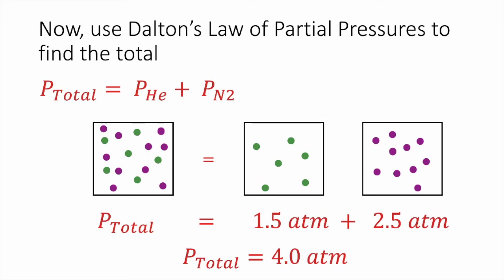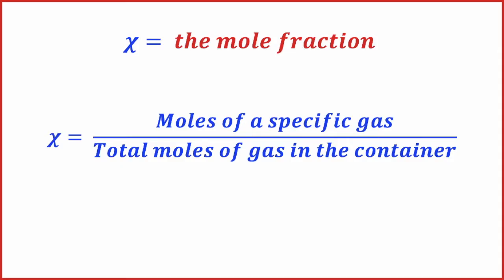Now let's move on to another way to determine partial pressure. We're going to be using the mole fraction, which is denoted by the Greek letter chi. That's not an X, that's a chi.